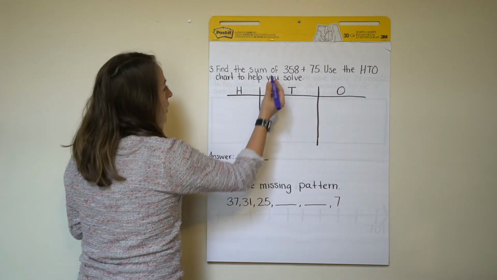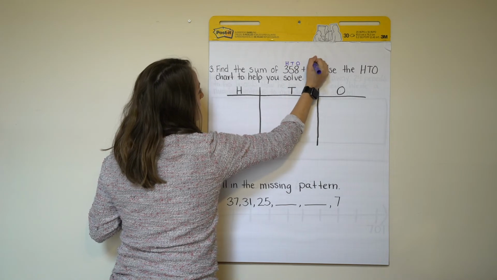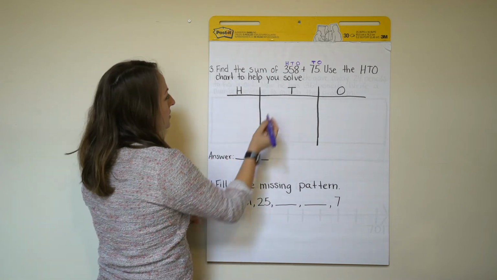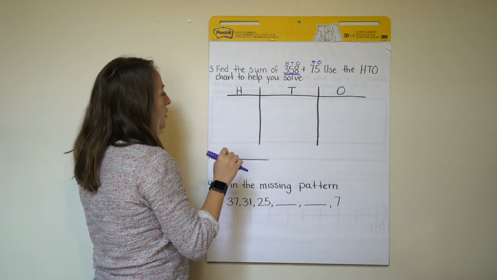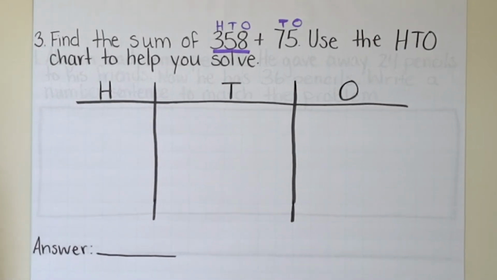All right, so we're going to label HTO at the top and then TO here because we don't have any hundreds. We're going to work with this number first. So I want you to draw your hundreds, your tens, and your ones just for this number right now. And just a reminder, you are not labeling your pictures. That will be the last step.